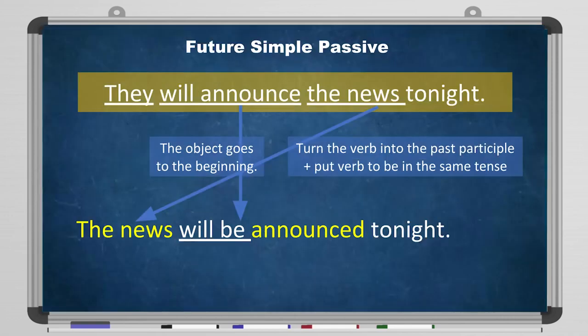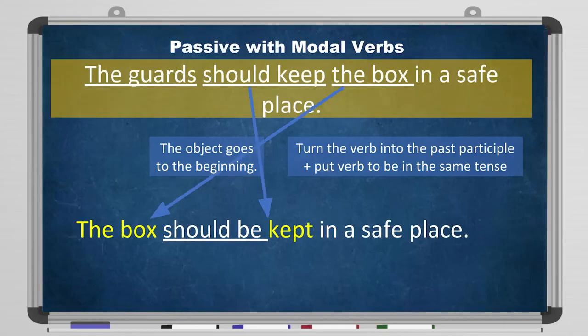If the sentence was in the future simple active, how can we turn it into a passive one? They will announce the news tonight. Think about it. The news will be announced tonight. This is how you use be, been, and being. Be is always used after modal verbs.